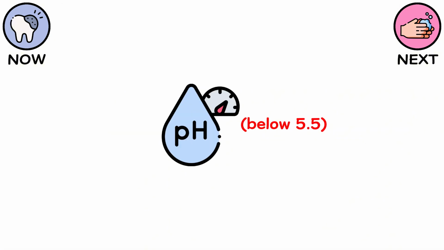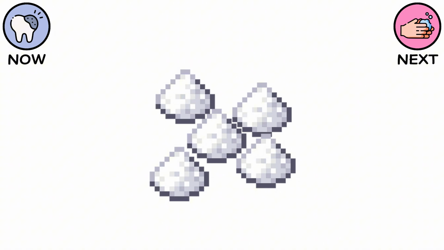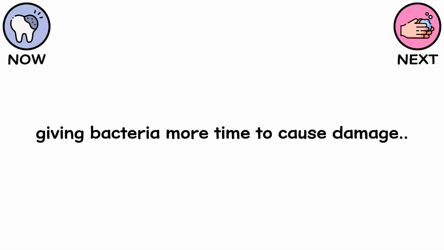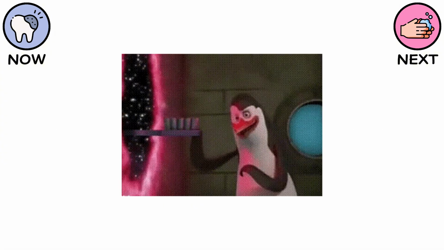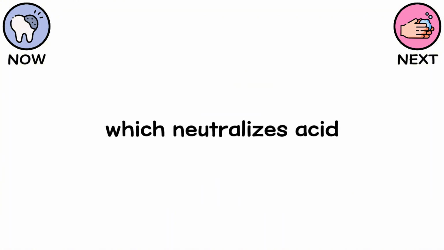Acidic pH, below 5.5, is the critical threshold where enamel begins to dissolve. Regular sugar exposure keeps the mouth acidic longer, giving bacteria more time to cause damage. Brushing right before bed is especially important, since saliva production drops during sleep. Chewing sugar-free gum can also help. It stimulates saliva, which neutralizes acid.